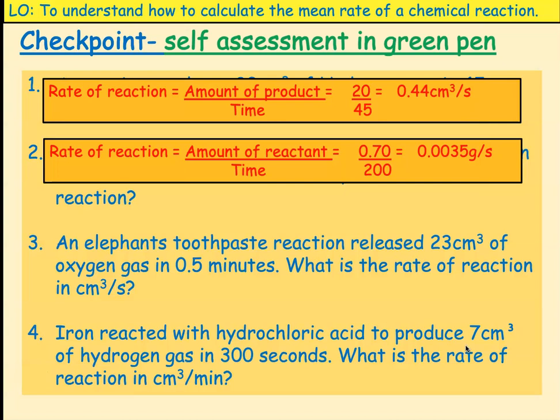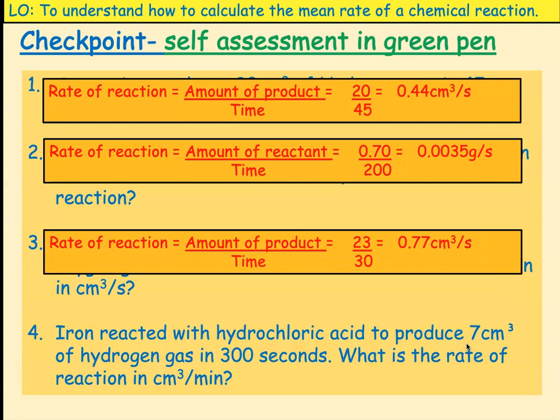An elephant's toothpaste reaction released 23 centimetres cubed of oxygen gas in half a minute, 0.5 minutes. What is the rate of reaction in centimetres cubed per second? So the first thing we're going to have to do is convert 0.5 minutes to seconds, which is 30 seconds. So rate of reaction is the amount of product over time. So it's 23 divided by 30, which gives us 0.77 centimetres cubed per second.